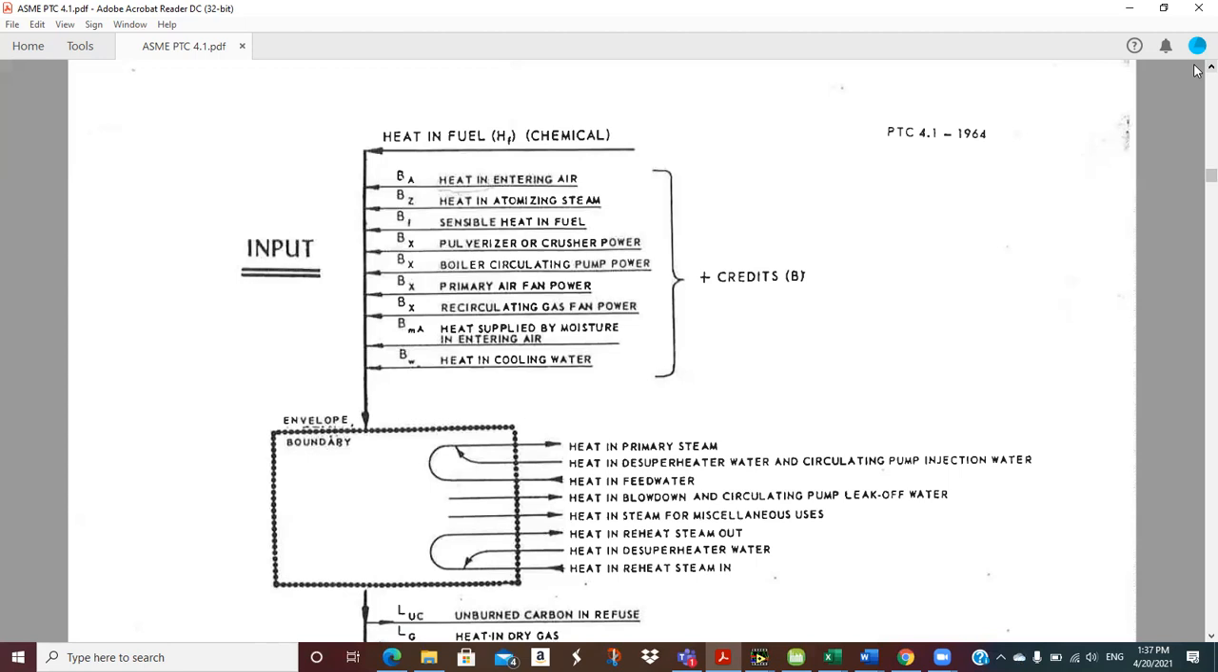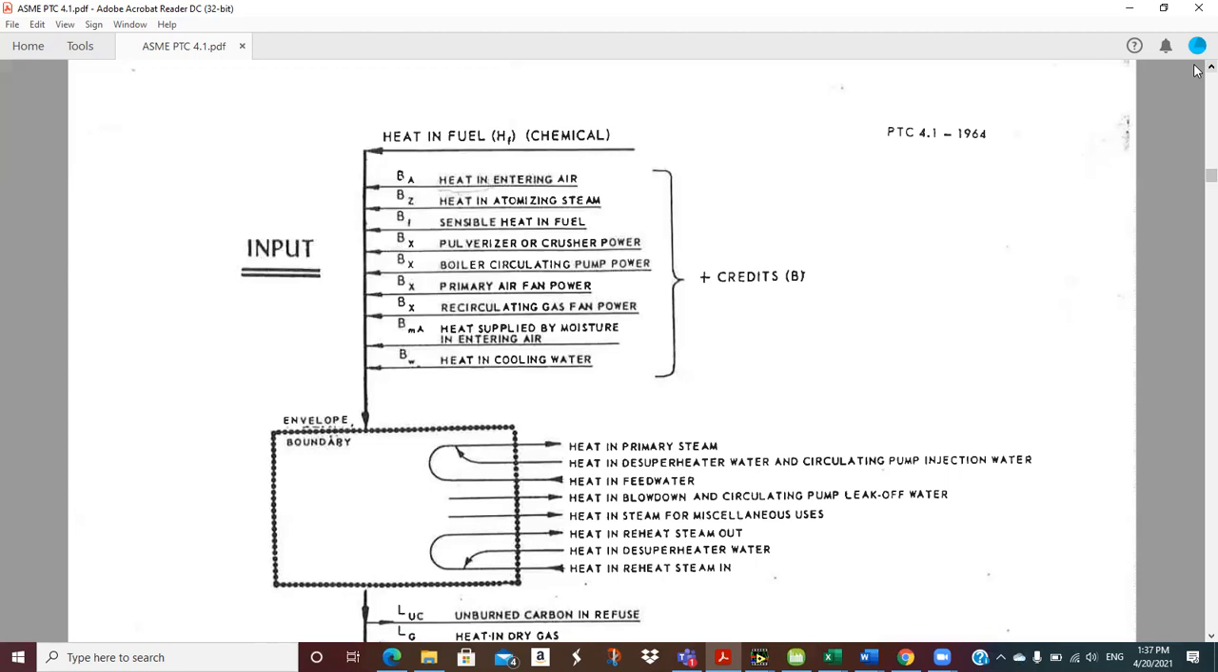So if you're doing a big boiler, you look down through all this stuff and you talk to the guys that run the boiler that know about it. And you say, well, do we have all this stuff? And they say, well, we've got a natural circulation boiler. Well, okay, then we get to cross off the capital B sub X, because we don't have that. Okay, well, that's good. You're going to have a primary air fan, that's for sure.